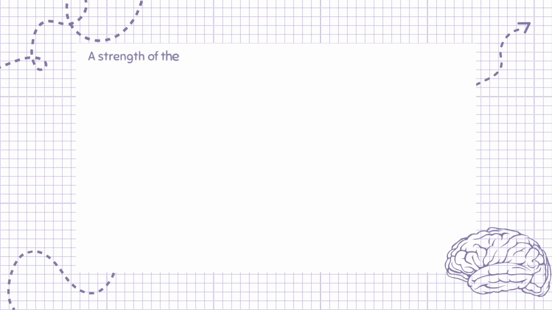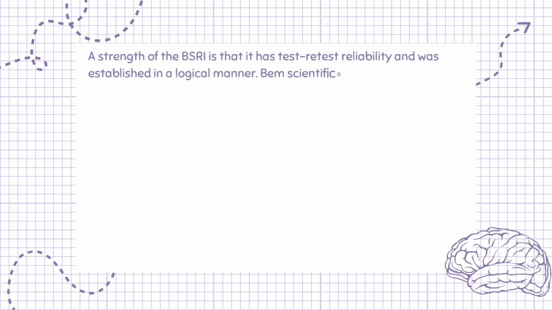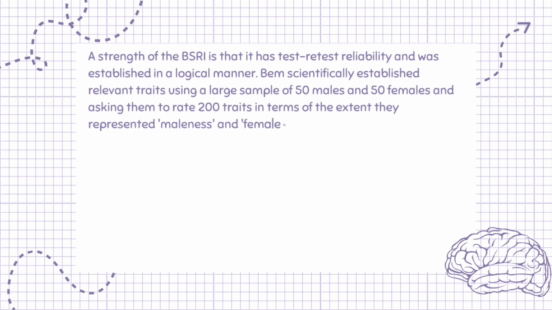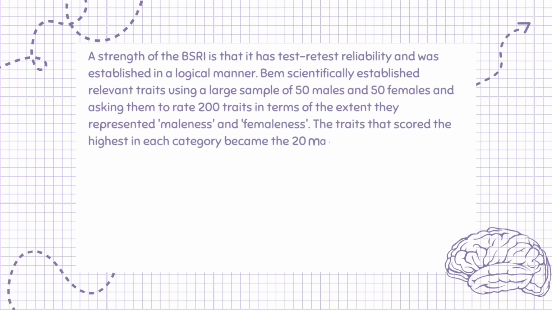A strength of the BSRI is that it has test-retest reliability and was established in a logical manner. Bem scientifically established relevant traits using a large sample of 50 males and 50 females and asking them to rate 200 traits in terms of the extent they represented maleness and femaleness. The traits that scored the highest in each category became the 20 masculine and 20 feminine traits on the scale.